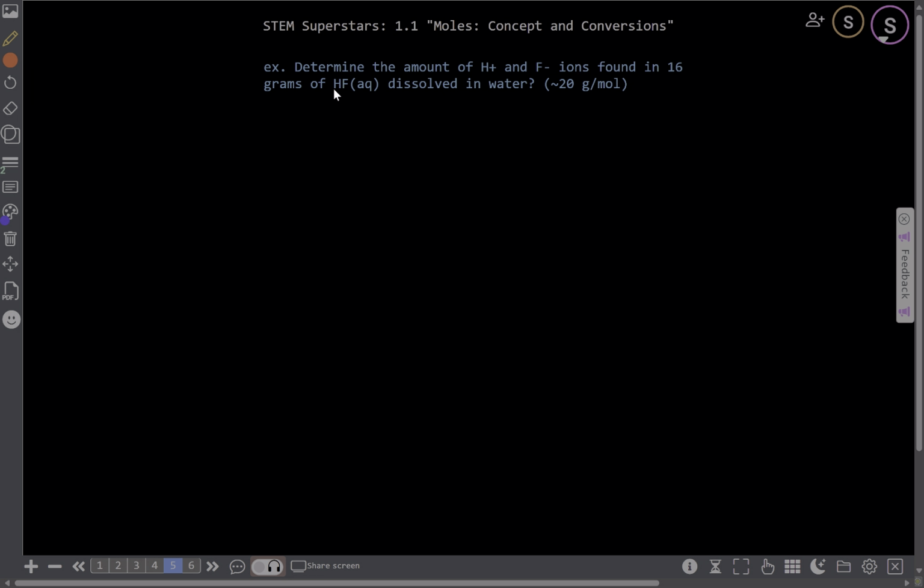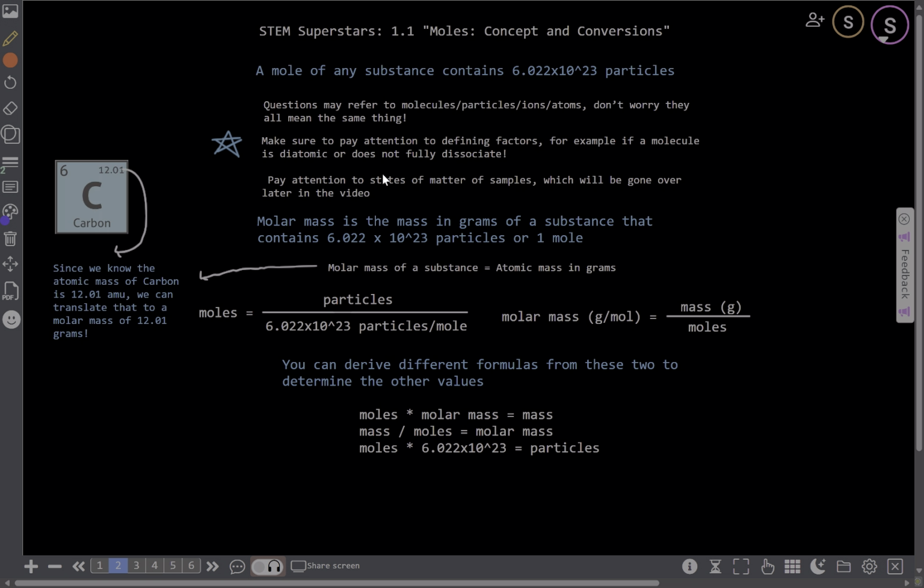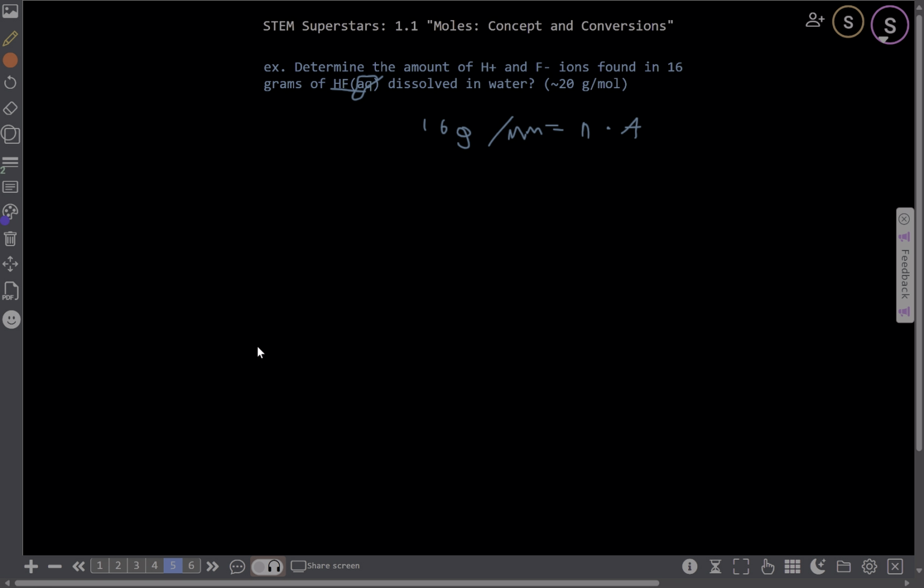We're looking at a sample of hydrogen fluoride, but it's in an aqueous state of matter, meaning that we'll call it hydrofluoric acid as of right now. So normally what you would do is you divide your grams over molar mass to determine moles, and then multiply that by Avogadro's constant. But this question's a little different, and this is what I meant in the previous slide, where I said pay attention to certain defining factors like state of matter or if something fully dissociates in a solution. So this is an example of that.